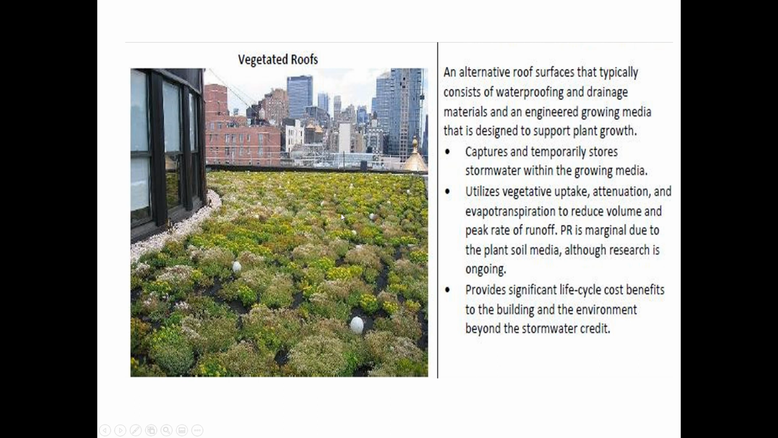The idea here is that some of the water that falls on a vegetated roof is going to be used by the plants, and even if it's not, it has to penetrate down through the soil that the plants grow in before it gets to the underlying drainage network that goes out to whatever's next, whether it's a pond or maybe even straight to the combined sewer. But they look nice.